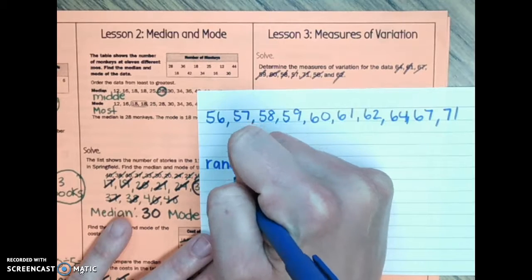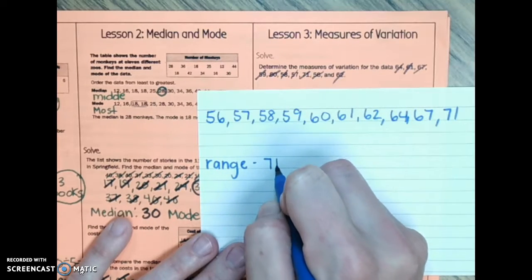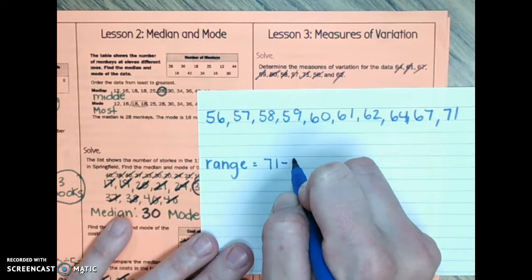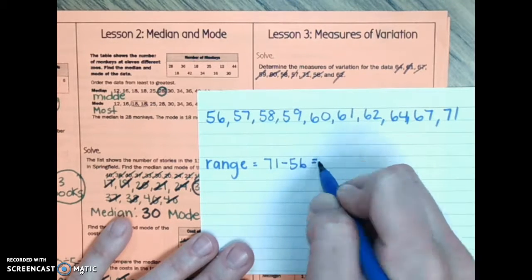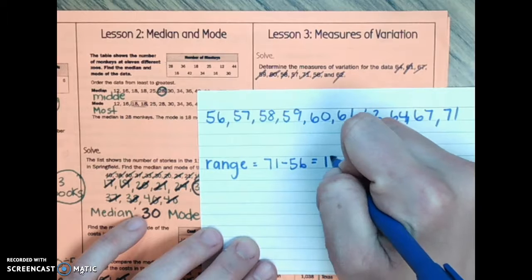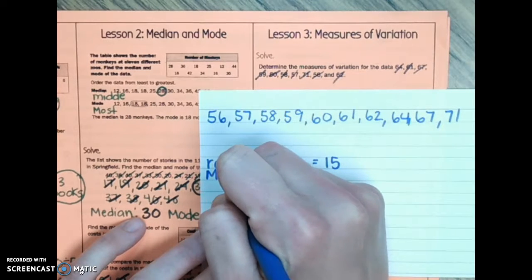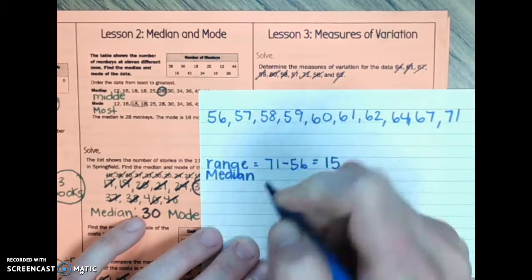The range is really easy because you take the largest number and you subtract the smallest number from it. So 71 minus 56. And you can either do it by hand or you can use your calculator. Any way is fine. And you get 15. Second thing you're going to find is the median. And the median is the middle number.